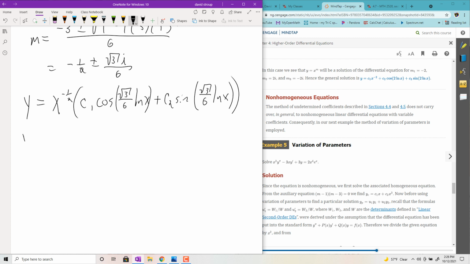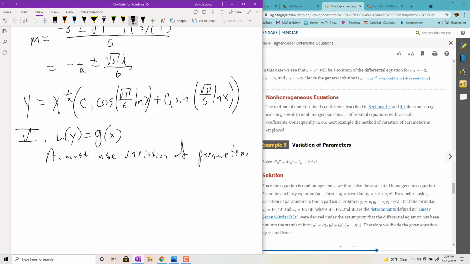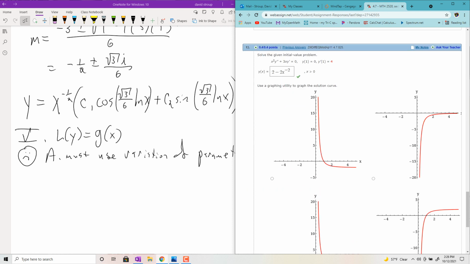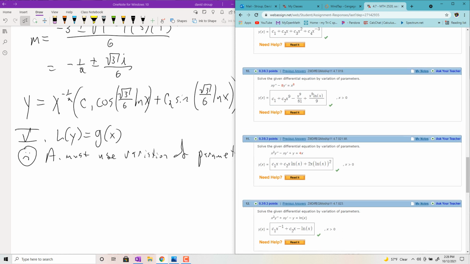Okay, so I think this is section 5 in my notes. When you have L of y, instead of equaling 0, equaling g of x, so non-homogeneous, and sadly enough you have to use variation of parameters. Okay, so sad face. All right, let's take a look at one of these guys. Let's scroll down a little bit. I guess number 10 maybe.